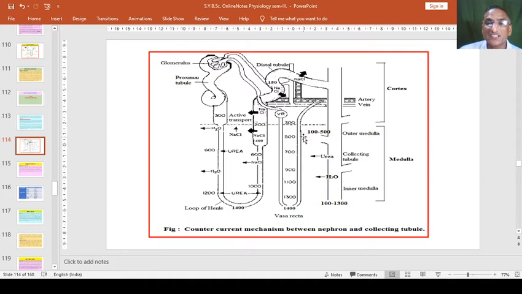This is the great difference that the collecting tubule and vasa recta show, as well as the loop of Henle. These are very different changes: 300 to 1300, here 300 to 1400, and here 100 to 1300. So these are the great changes that occur in osmolarity and excretion. This is the osmolarity exchange, or we can say the countercurrent multiplier theory or countercurrent multiplier system in the kidney.